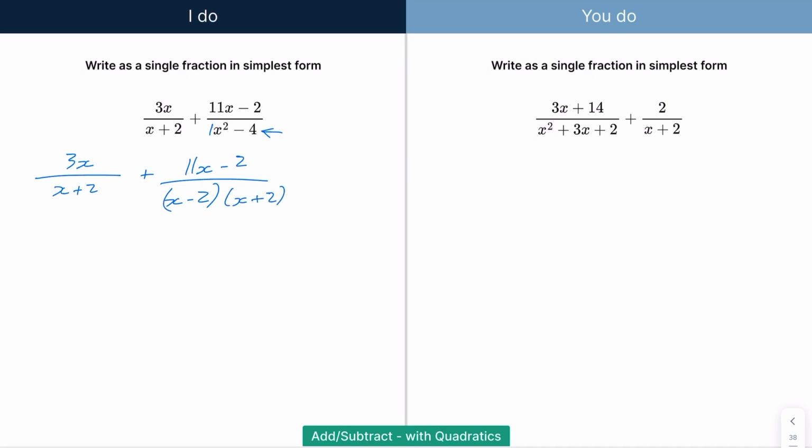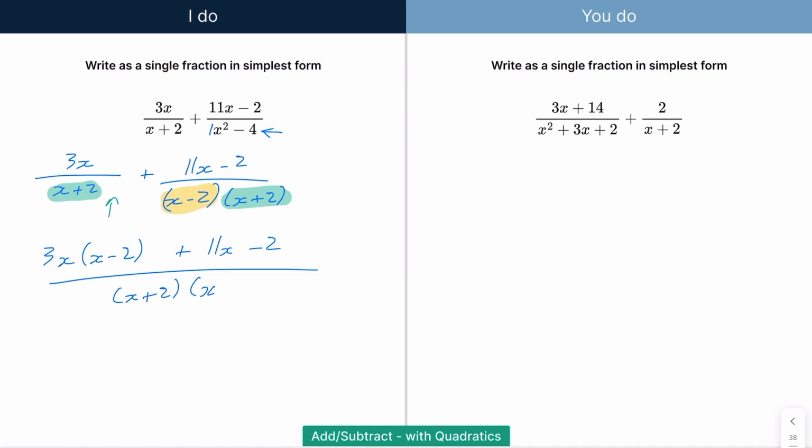Now that I've spotted that, I can notice that this has this and this already in it. So the only thing that we're missing is x minus 2 from this side. So all I need to do is multiply the left side by x minus 2 at the top and bottom. So if I do that, that'll give me 3x bracket x minus 2 plus 11x minus 2. And now all the denominators are the same. And I can just do that. Now, if you could spot that, like I said, it makes your life a lot easier.